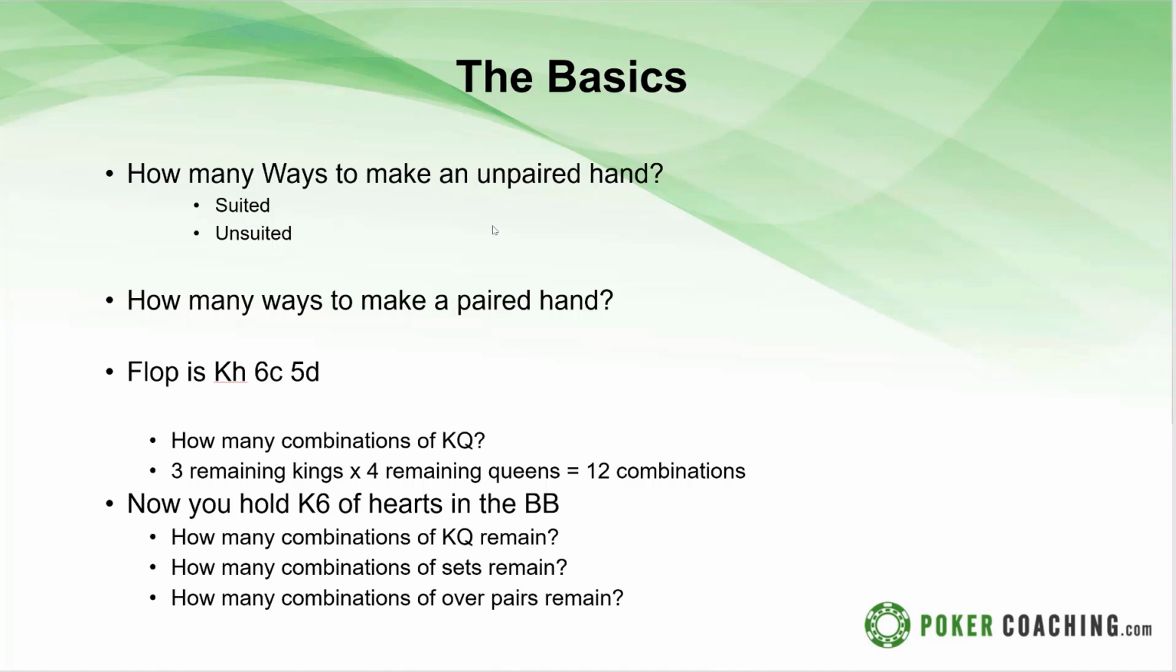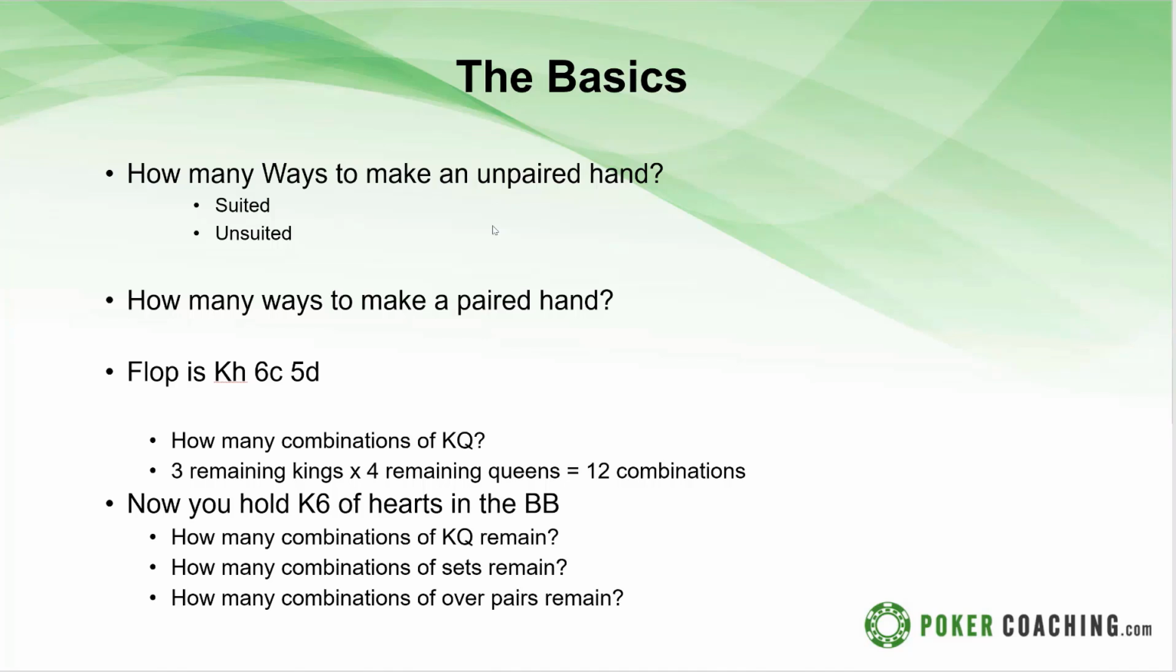We're going to say the flop now is the king of hearts, the 6 of clubs, and the 5 of diamonds. How many combinations of king queen are available on this king of hearts, 6 of clubs, 5 of diamonds board? Give you guys a second. Go ahead and type into the questions.